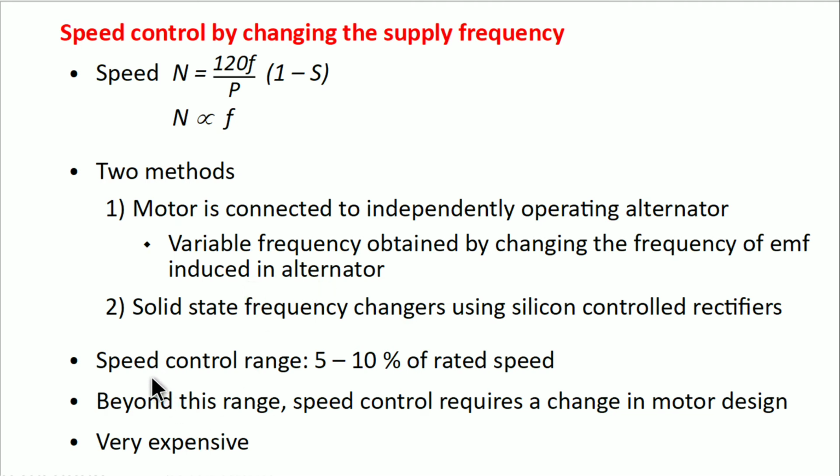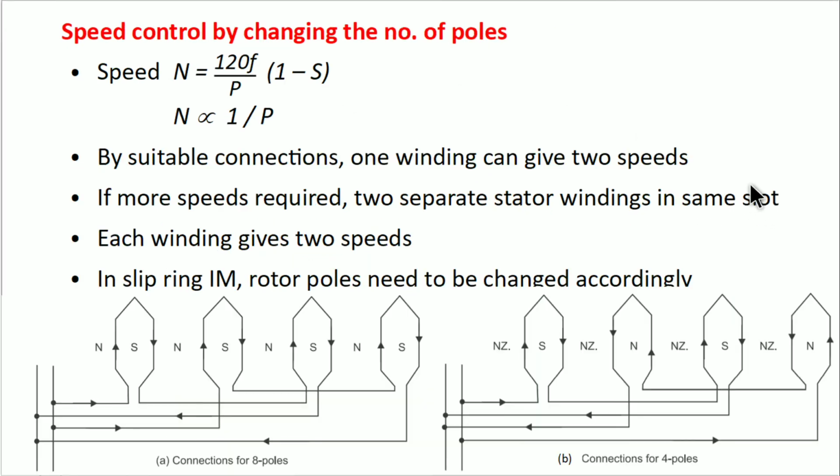Other disadvantage of this method is, one is cost, and other is that speed can be controlled only 5 to 10% of the rated speed, a very small speed control range. If we have to go beyond this range, then the design of the motor will have to be changed accordingly. So this method is very expensive, so not generally used.